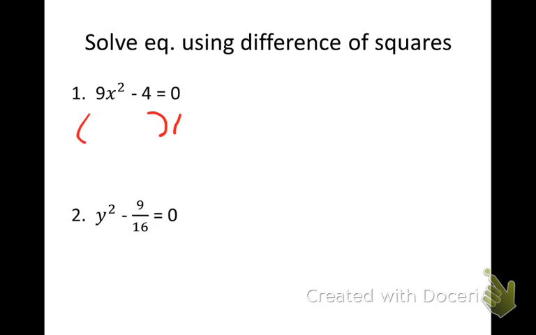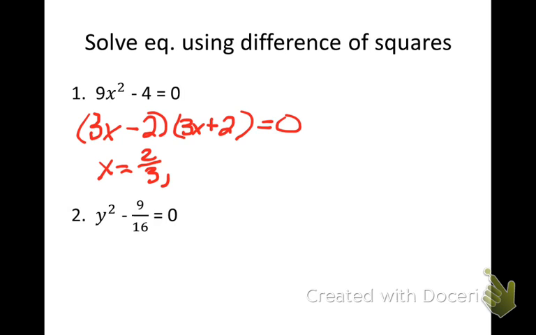So we need our two sets of parentheses. Square root of the first one, 3x and 3x. Square root of the second one, one's a minus and one's a plus. So if you set each factor equal to 0, this first one you're going to get add 2 and divide by 3. You'll get x equals 2/3. And the second one you'll subtract 2 and divide by 3. You get x equal negative 2/3.